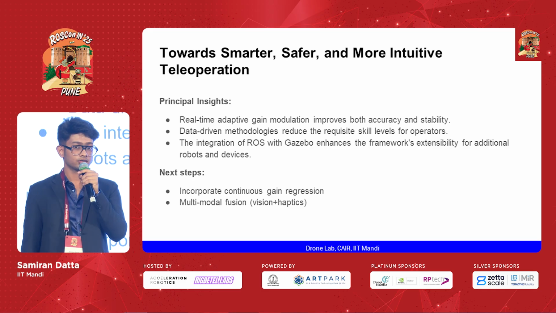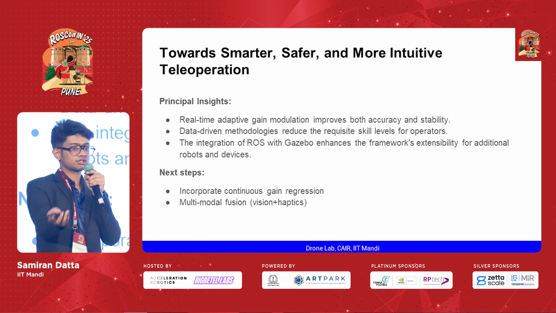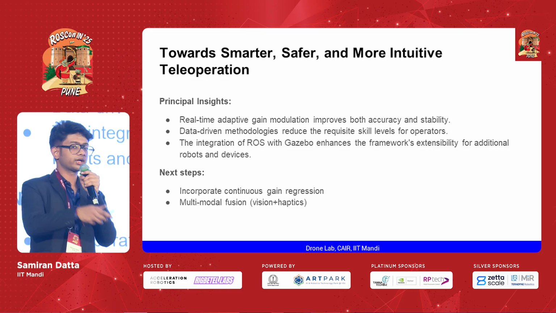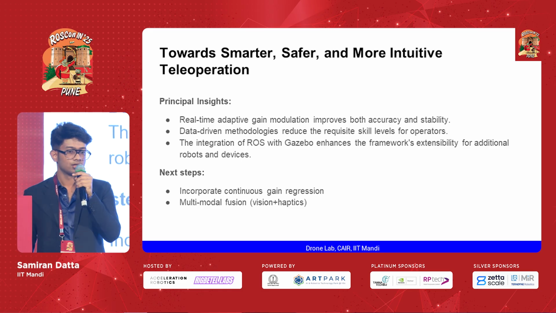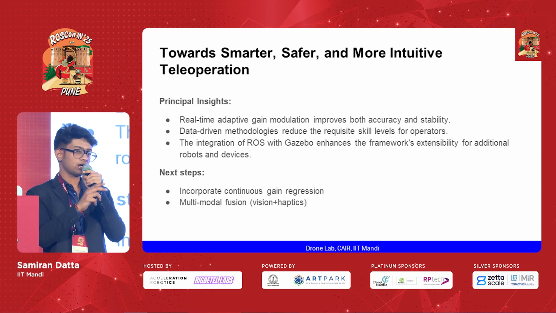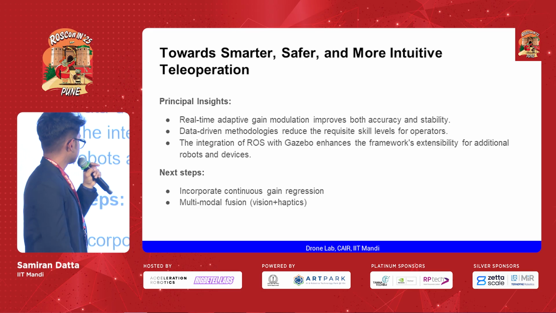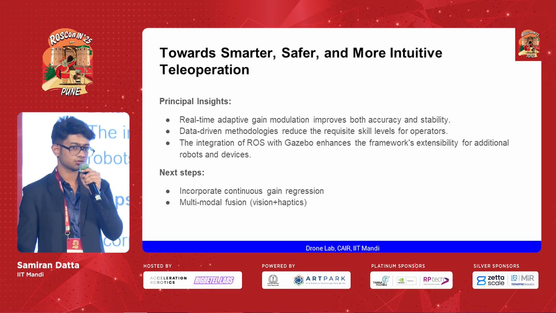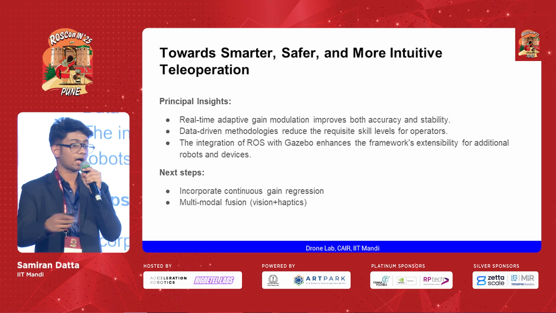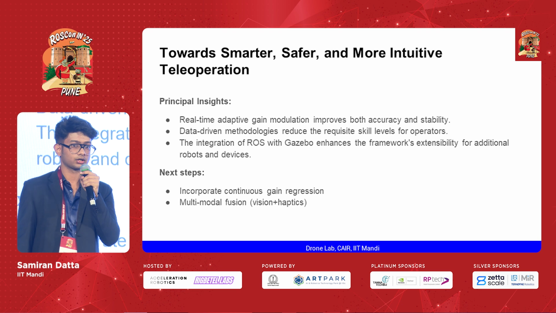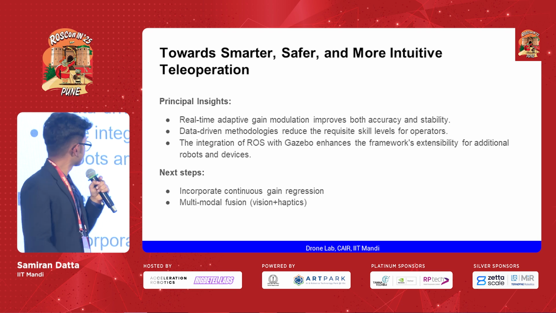Incorporate continuous gain regression. Right now, as I've said, we have 3 gain classes: low gain, high gain, and somewhere in between. But what we would like to do is to have a continuous gain regression. And multimodal fusion. Right now, it is all haptics. If we can integrate haptic and vision into it, we can have a greater level of transparency.